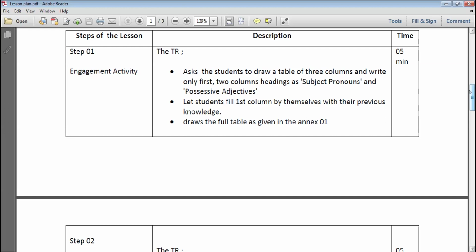This is Annex 1. And Shara, can you speak up? As step 2, explain the structure of pronouns. The teacher reads and lets them write a paragraph that includes possessive adjectives, and asks them to read it in class.